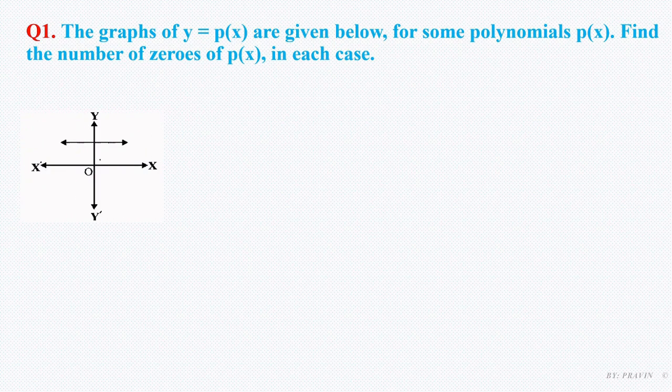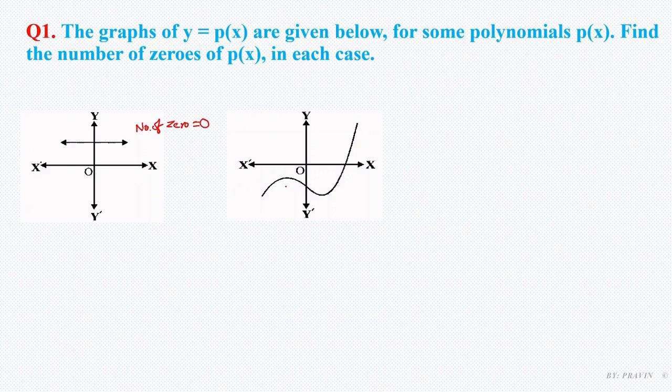The first graph is this one. You can see that this is the graph of a polynomial and this is the x-axis. But here you find that there is no point of intersection of this polynomial and the x-axis. The number of zeros for this case is equal to 0. Why 0? Because the graph is not intersecting the x-axis. Simple reason.